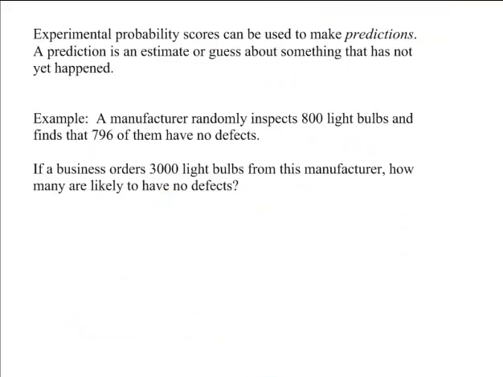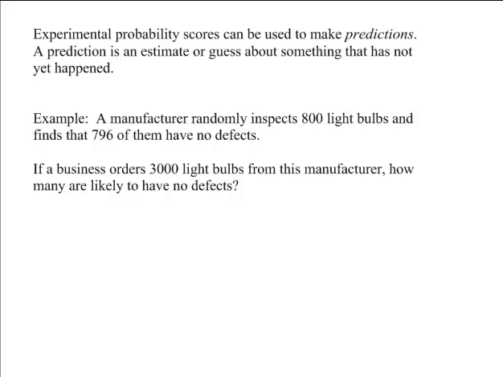Last page, let's do an extension problem. Experimental probability scores can be used to make predictions. A prediction is an estimate or a guess about something that hasn't happened. But based on an experiment, we can use our data to extrapolate that, to find a prediction. So here's an example. A manufacturer randomly inspects 800 light bulbs and finds that 796 of them have no defects.